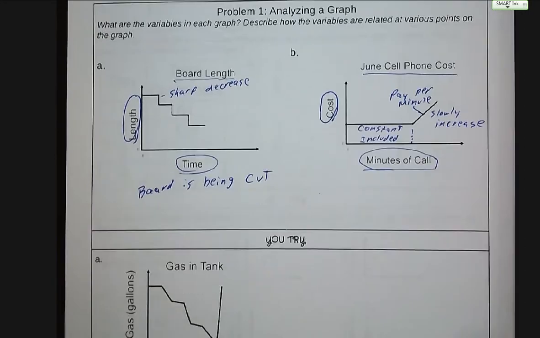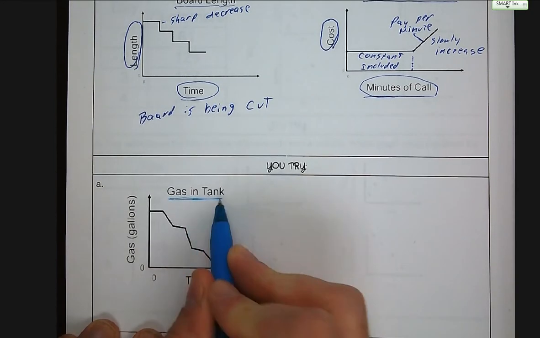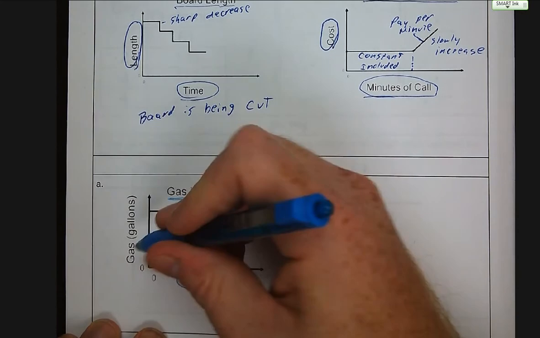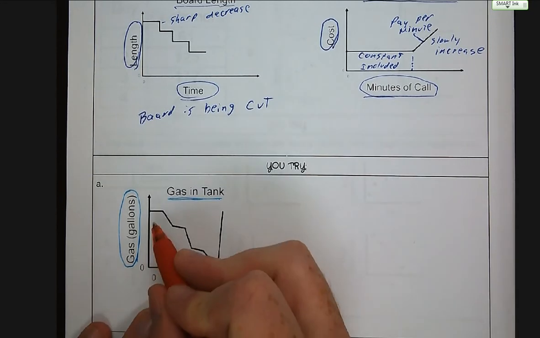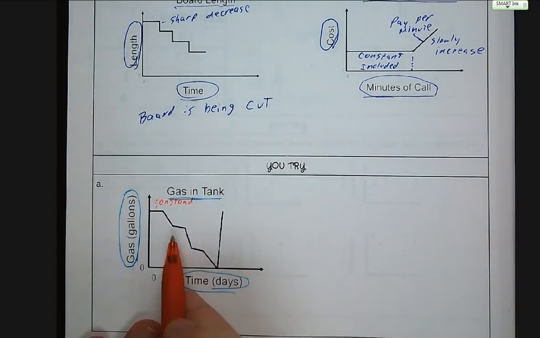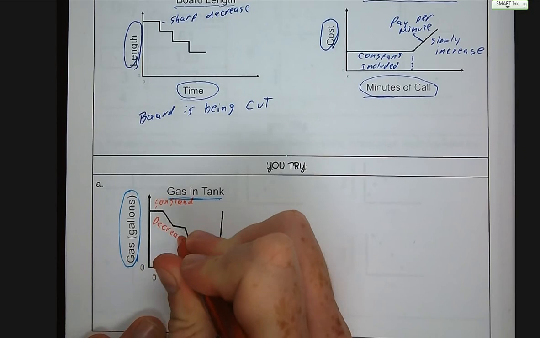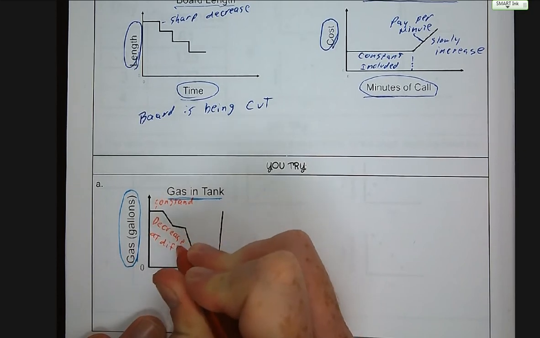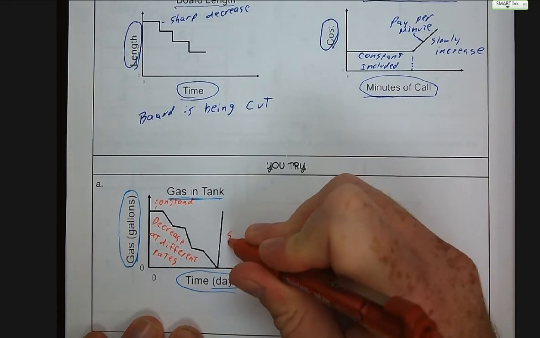All right, so why don't you guys give letter A a try. All right, so when I look at letter A, I'm seeing we're talking about the gas in the tank. We have the time in days, and we have the amount of gas in gallons. So as time is going on, the number of gallons are changing. So if we look at this, we have it as constant for a while. Then it's decreasing at different rates. And then all of a sudden it has a sharp increase.